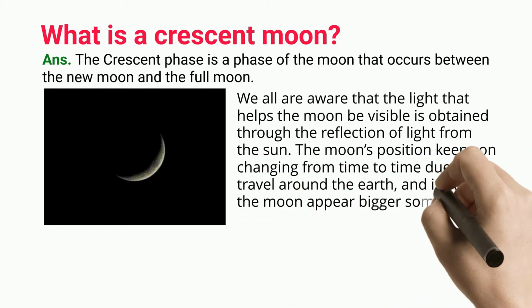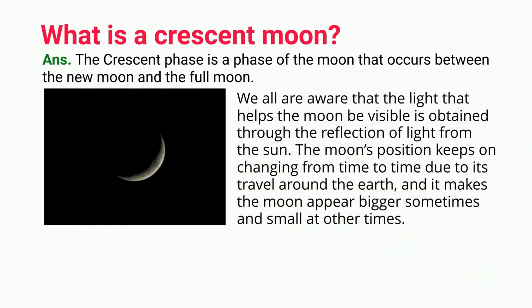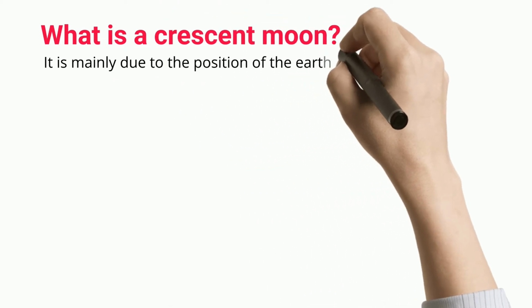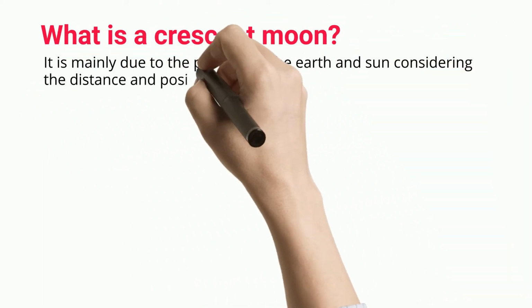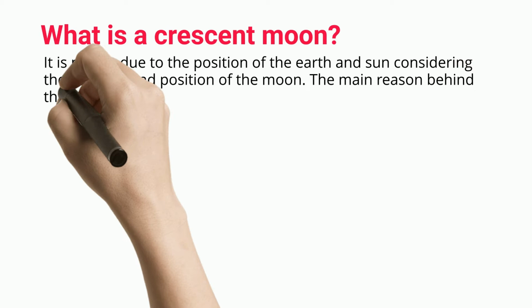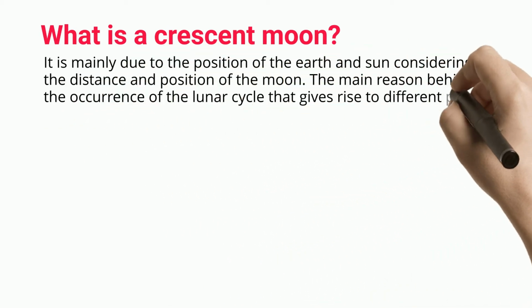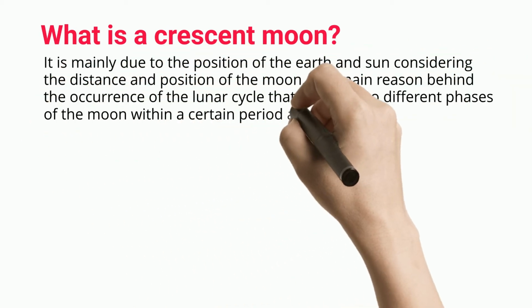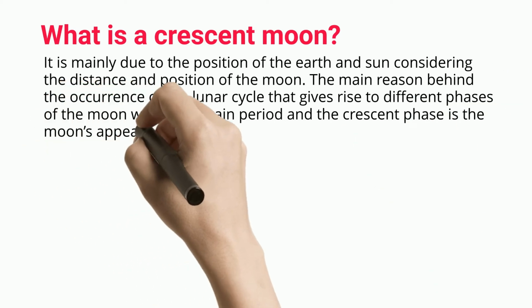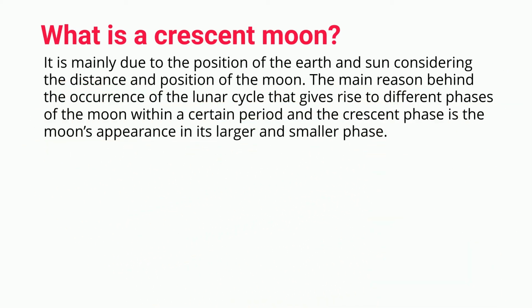and it makes the moon appear bigger sometimes and small at other times. It is mainly due to the position of the Earth and Sun considering the distance and position of the moon. The main reason behind the occurrence of the lunar cycle that gives rise to different phases of the moon within a certain period, and the crescent phase is the moon's appearance in its larger and smaller phase.